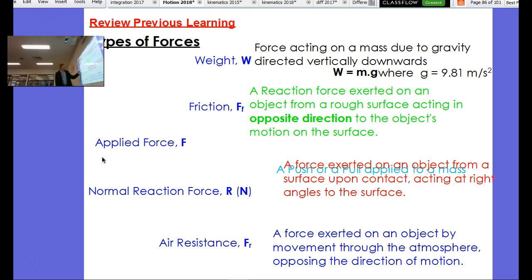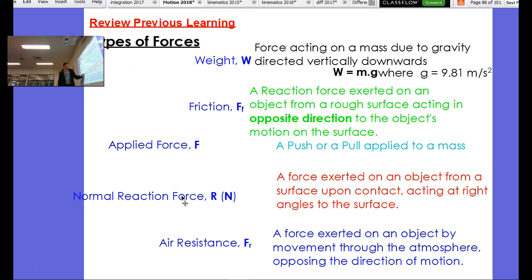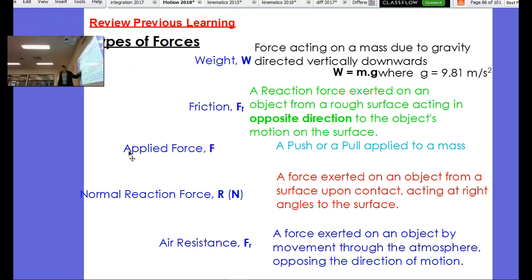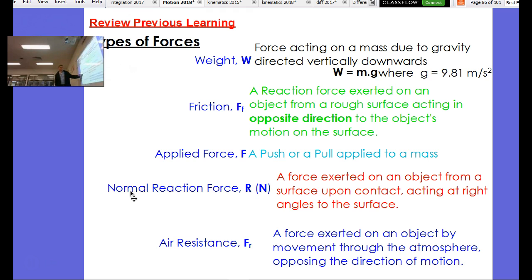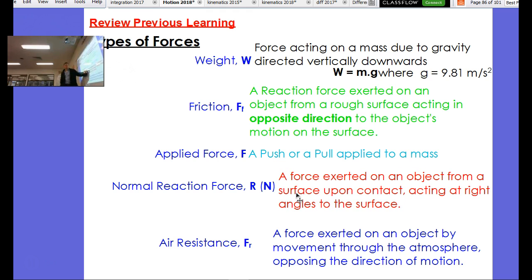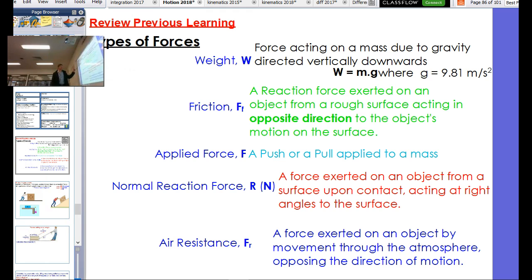Okay? Alright, and applied force. If we're talking about applying a force to an object, what can we describe that as? Absolutely. Simply a push or a pull on a mass. Okay, that creates an unbalanced force. And then a normal reaction force. Well, this is one where when you exert that onto an object that has a surface, then that surface reacts and applies a reaction force back onto the object as described in Newton's third law.